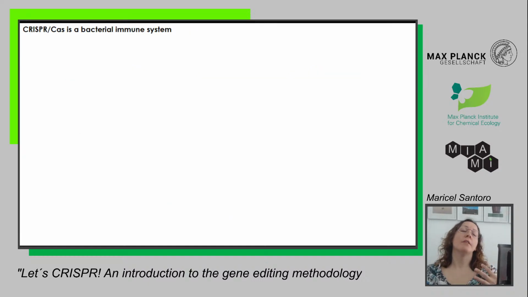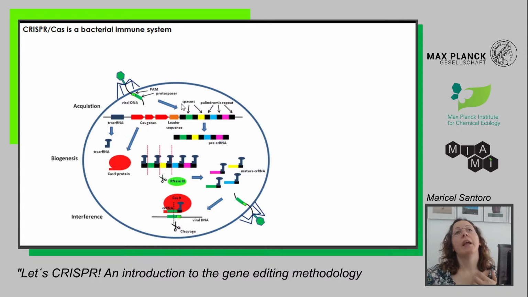Then this CRISPR-Cas system came, but it's not that the scientists were in the lab and just decided to invent this system. Actually, they discovered the system in bacteria. Bacteria also have a defense against diseases, like we have. They have an immune system, and they defend themselves against viruses. When they come in contact with a virus the first time, they keep a memory of the DNA that was present in the virus. And the second time that they encounter the virus, they can defend themselves.